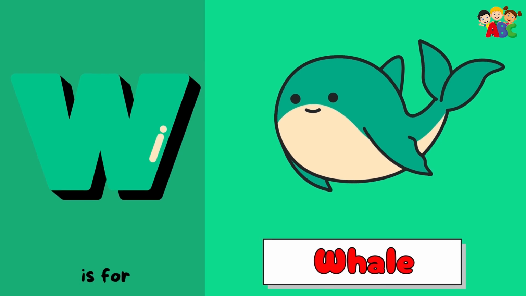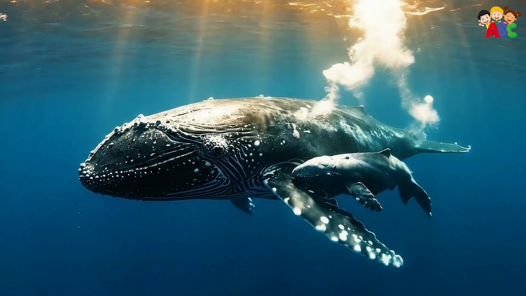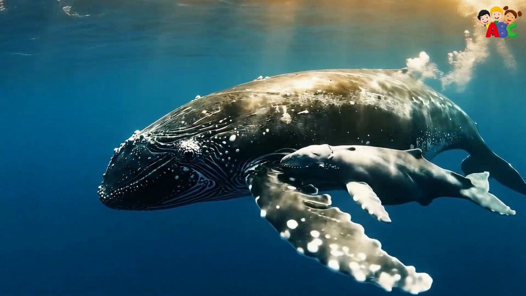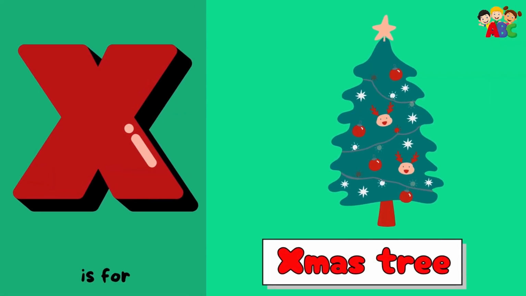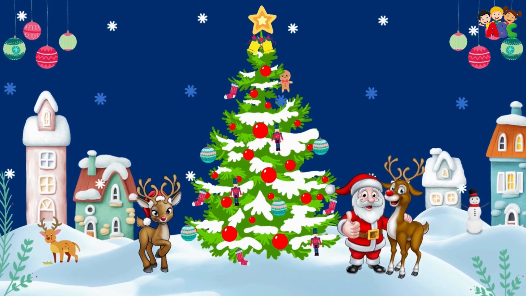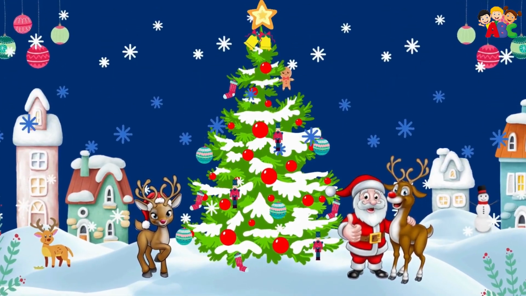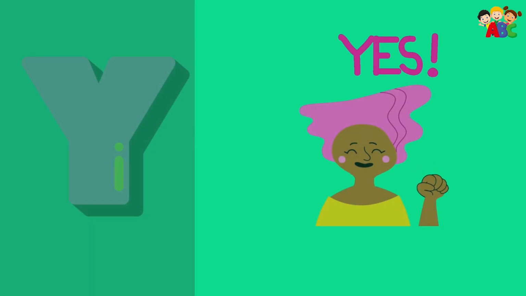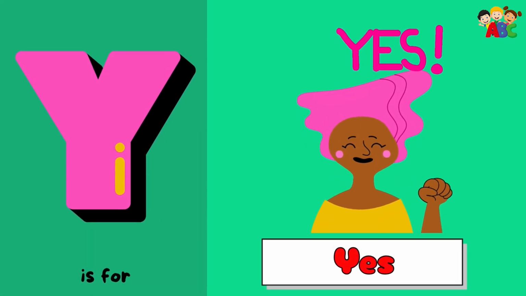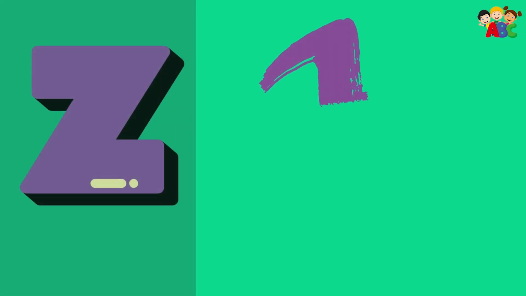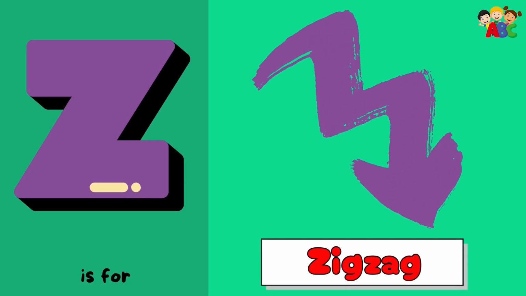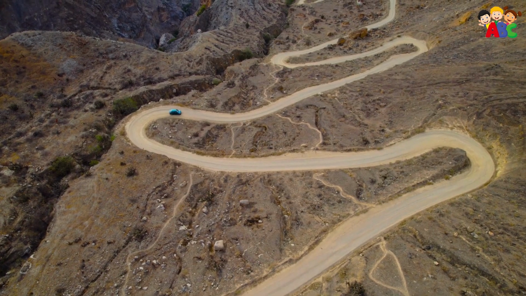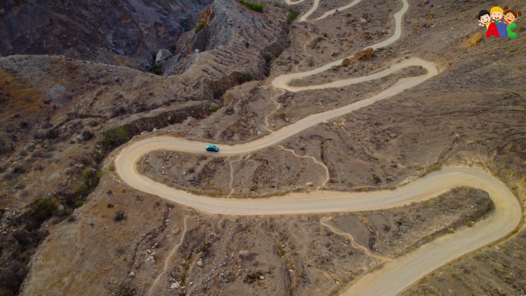W for well. X for Xmas tree. Y for yes. Z for zigzag.